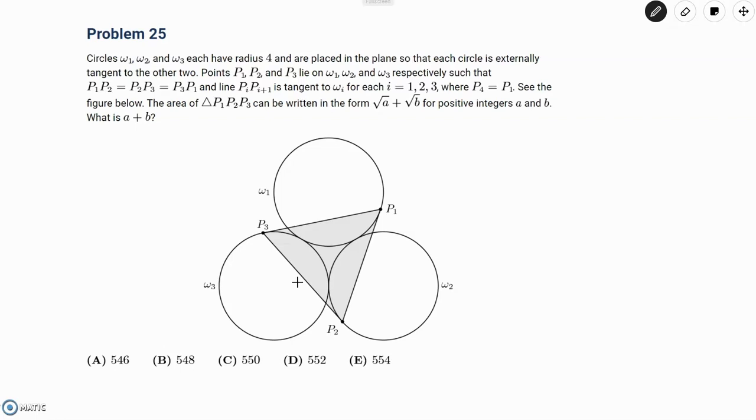Points P1, P2, and P3 lie in omega 1, omega 2, and omega 3 respectively, such that P1P2 equals P2P3 equals P3P1, and line P_i P_{i+1} is tangent to omega i for each i equals 1, 2, 3, where P4 equals P1. See the figure below. The area of triangle P1P2P3 can be written in the form square root of a plus square root of b for positive integers a and b. What is a plus b?